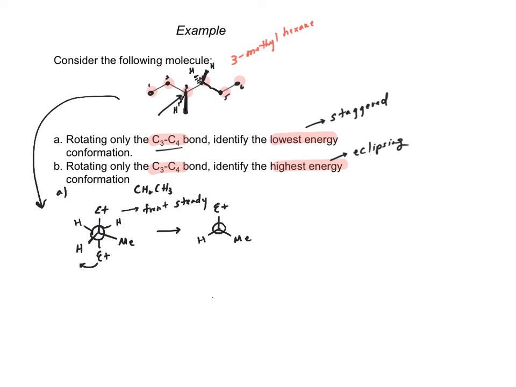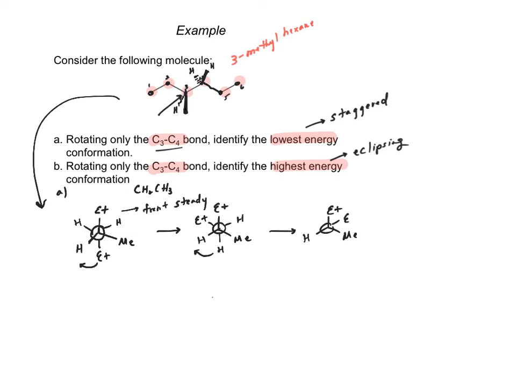Now that back carbon, that ethyl group is going to move into this position. The hydrogen is going to move over here, and the hydrogen is going to move over here. And then I'm going to do that exact same thing. I'm going to rotate it another 60 degrees. So we get our front carbon again. This is ethyl, this is methyl, this is hydrogen.